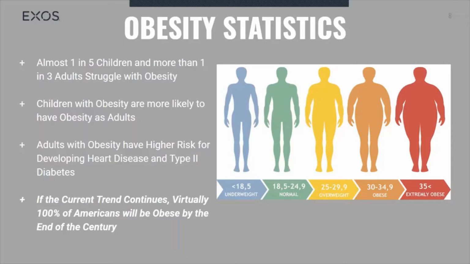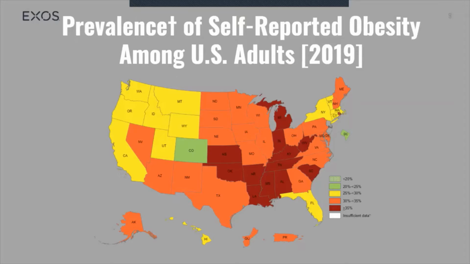So then this next slide here just shows you the prevalence of self-reported obesity, and this was in 2019. So one of the things with self-reported obesity is these are those surveys that get sent out to people.